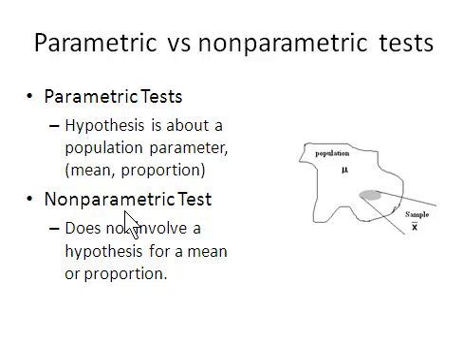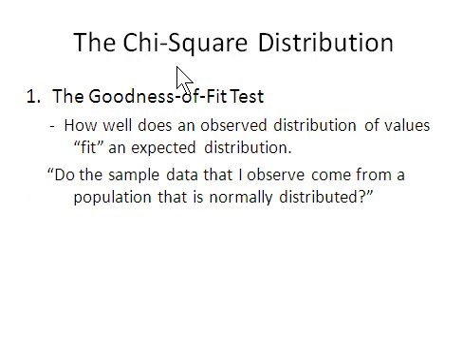This week we're going to do non-parametric tests, which do not involve a hypothesis for a mean or a proportion, but something different. And we're going to be using the chi-squared probability distribution. The first test is the goodness of fit test. How well does an observed distribution of values fit an expected distribution? For example, we might ask, do the sample data that I observe come from a population that's normally distributed?